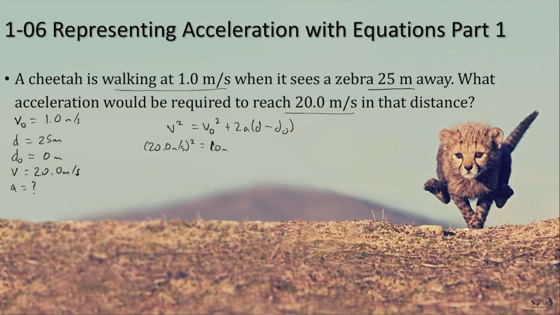We're starting at 1.0 meters per second. Looking for A. Distance is 25 meters. Let's do the squaring. 20 squared is 400 meters squared per second squared. 1 meter squared per second squared. 2 times 25 would be 50 meters times A. Probably subtract the 1 meter squared per second squared to get 399 meters squared per second squared equals 50 meters times A.